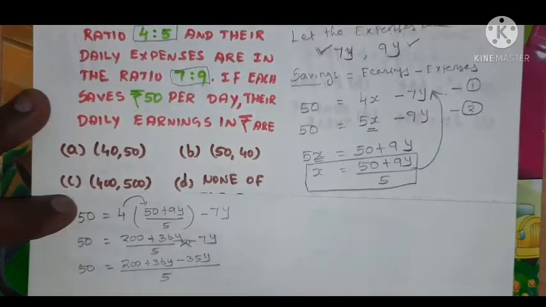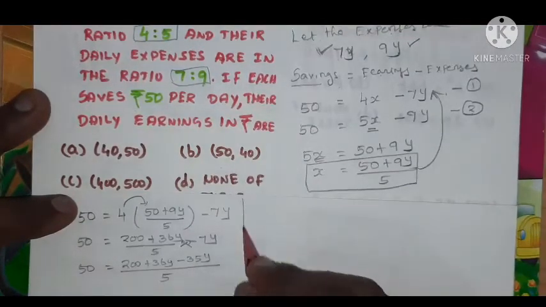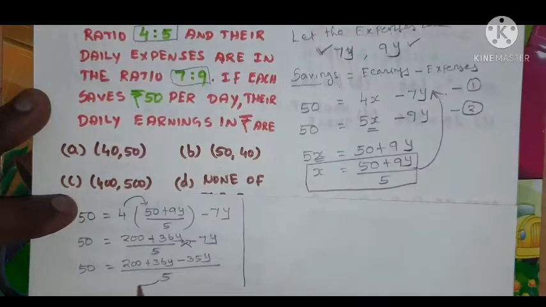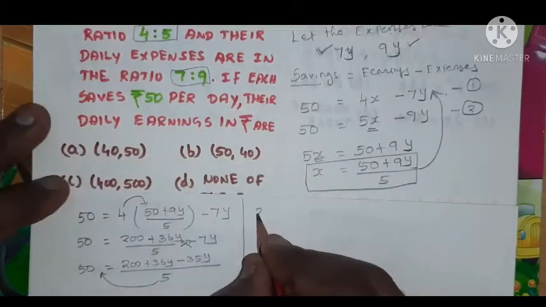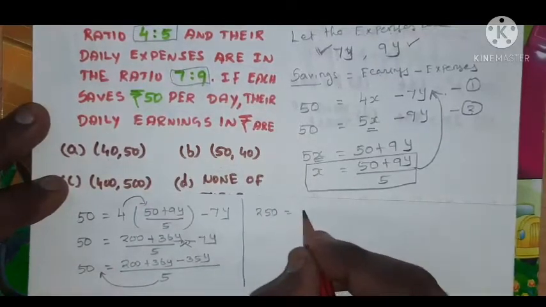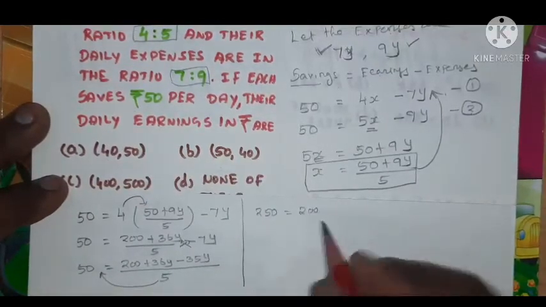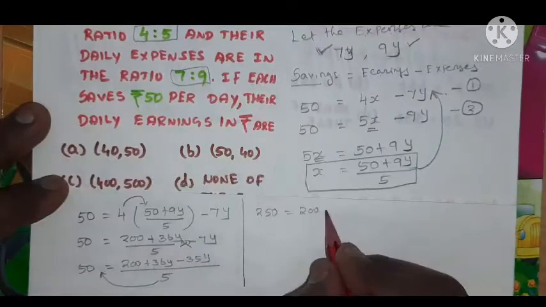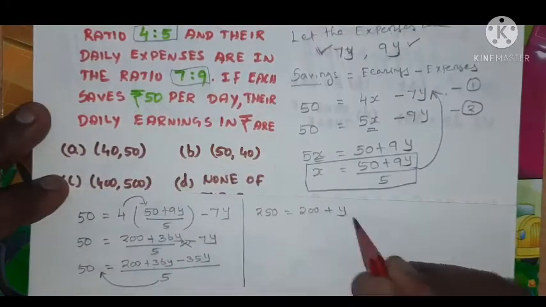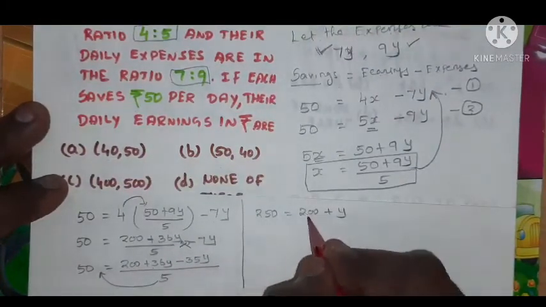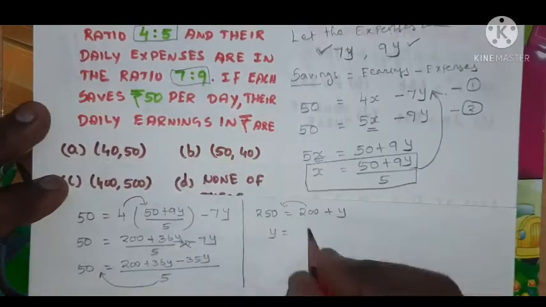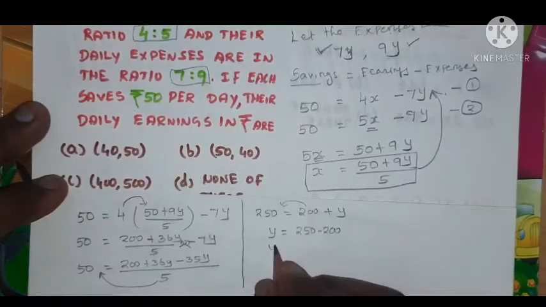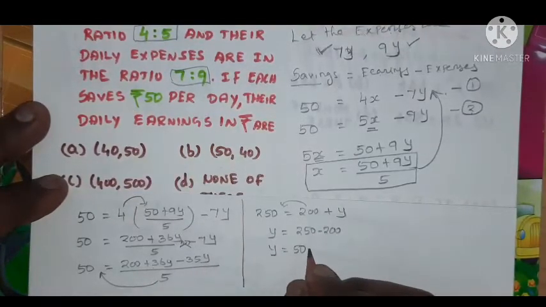Good. Next, what we are going to do is bring this 5 to the other side. So 50 into 5, hence 250, is equal to 200. So 36y minus 35y is plus y. Now bring this 200 to the other side, hence we can find the value of y. So y is equal to 250 minus 200. So y is equal to 50.